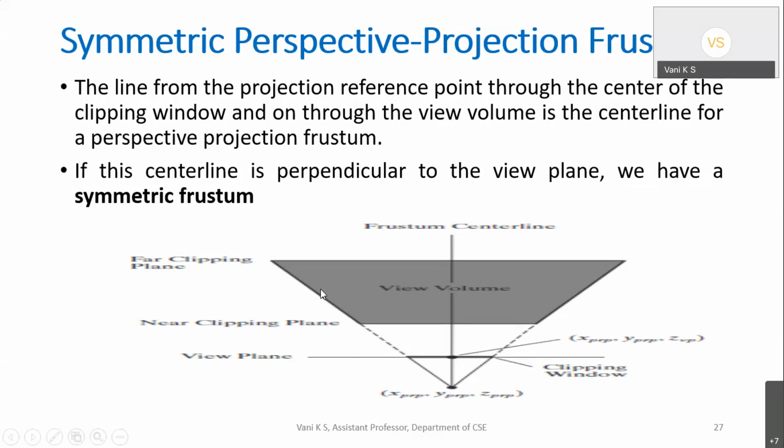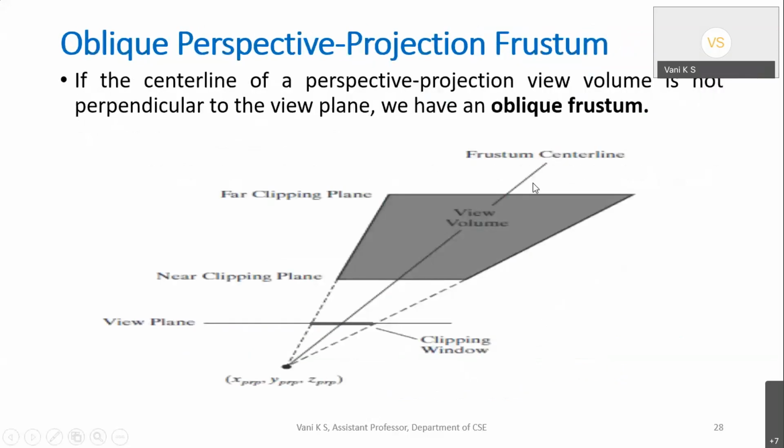Then we call it a symmetric frustum, or in the other way, both halves of the frustum will be the same. But here, the center line, whatever we pass, is not perpendicular to the view plane, or both halves of the pyramid are not the same. So then we call it an oblique frustum. So our view volume in perspective projection can be in the shape of a pyramid, and that pyramid can be a symmetric frustum or an oblique frustum.